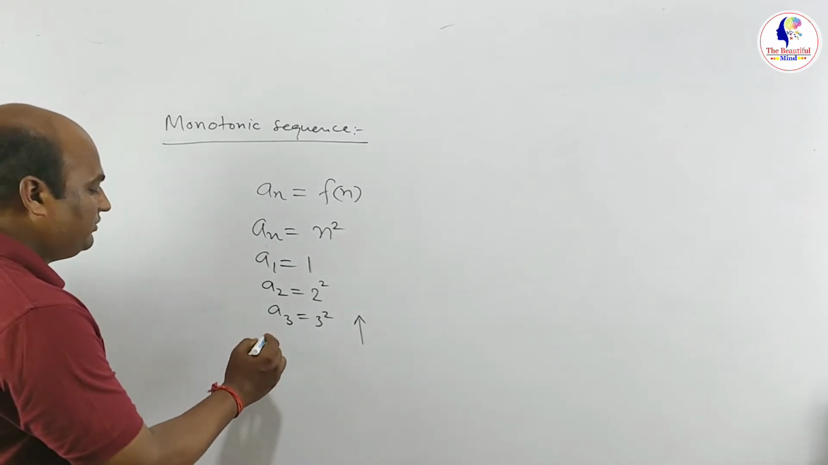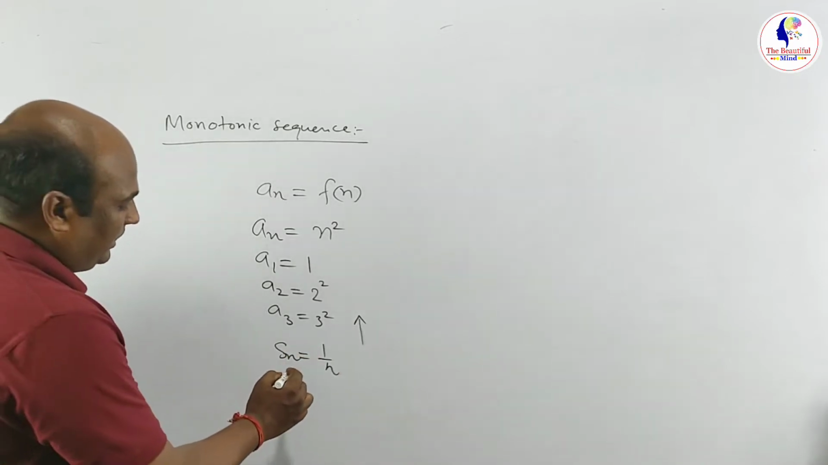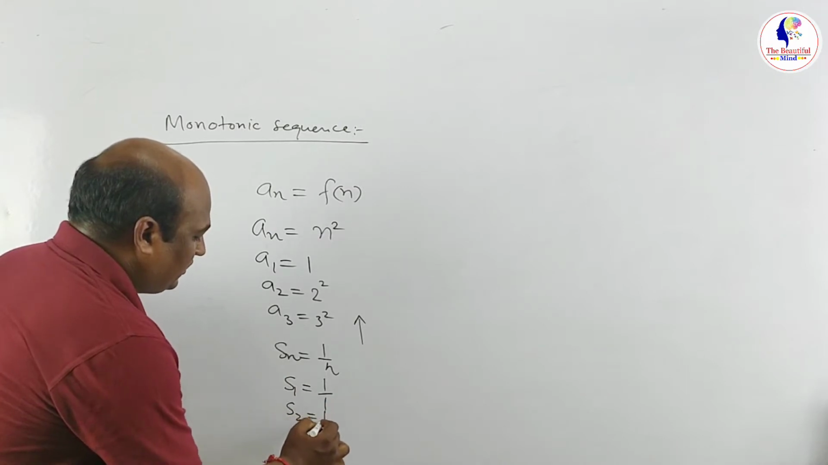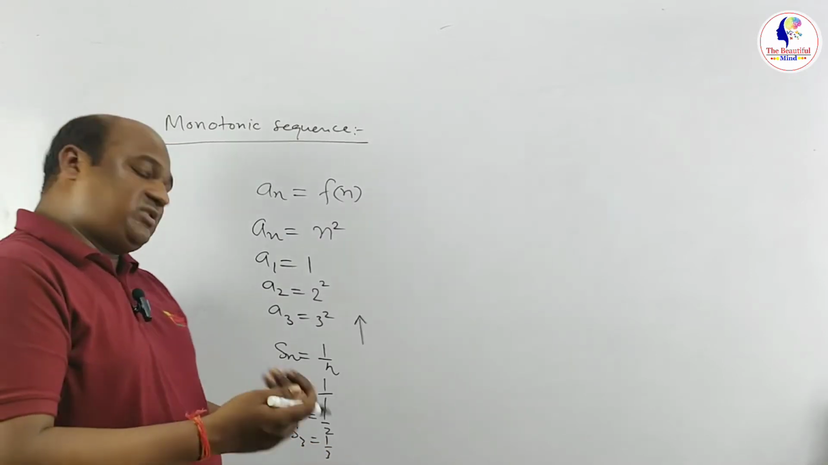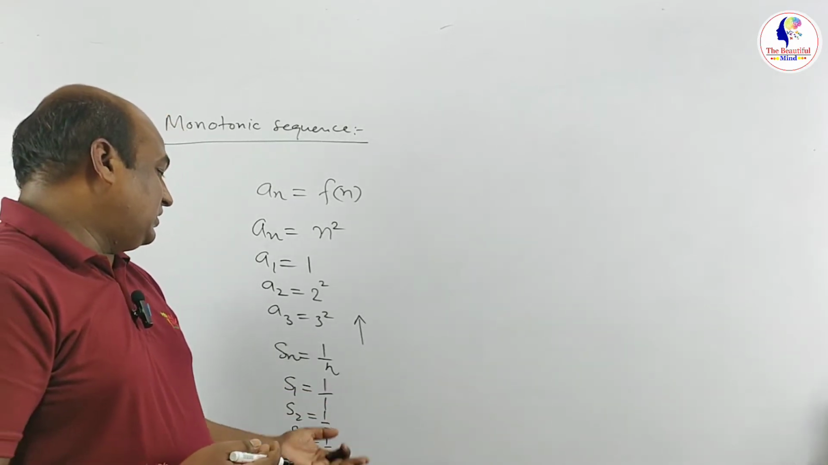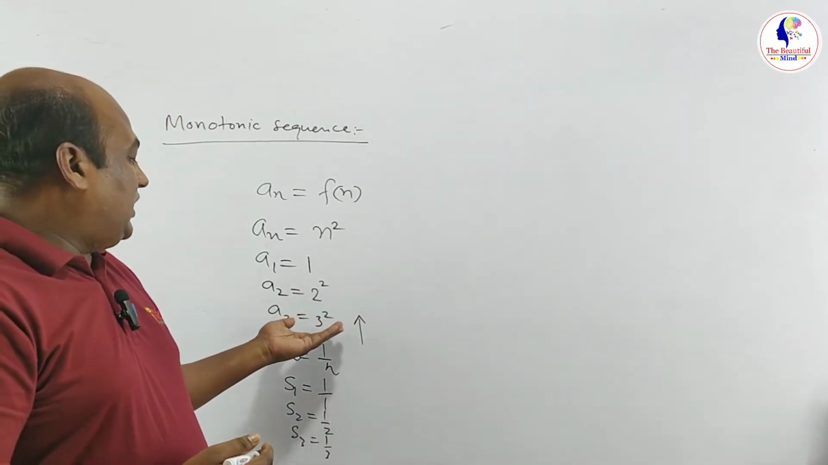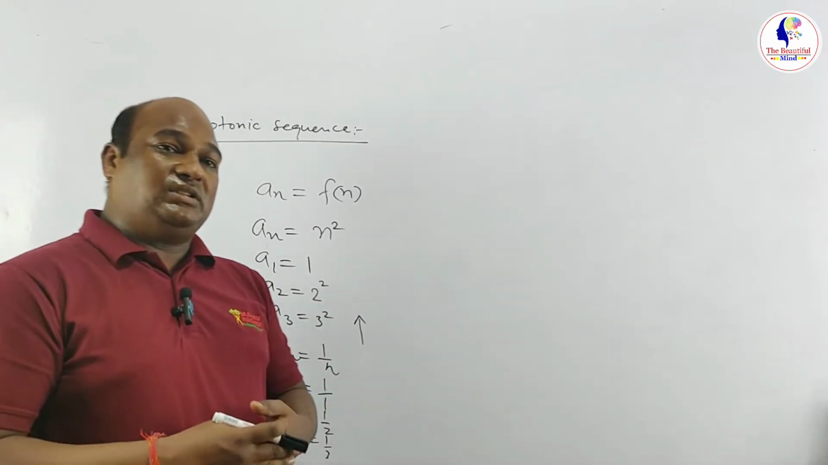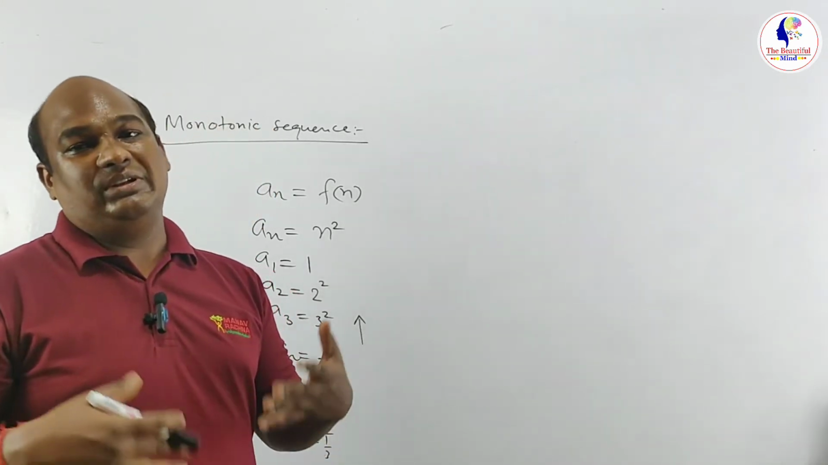Another example: Sn is equal to 1 by n. Here we have S1 is equal to 1 by 1, S2 is equal to 1 by 2, S3 is equal to 1 by 3. So here, as we move ahead in the sequence, the value of the terms keeps decreasing. So this is a monotonic decreasing sequence. So one type is monotonic increasing, another type is monotonic decreasing. A sequence is said to be a monotonic sequence if it is either monotonic increasing or monotonic decreasing.